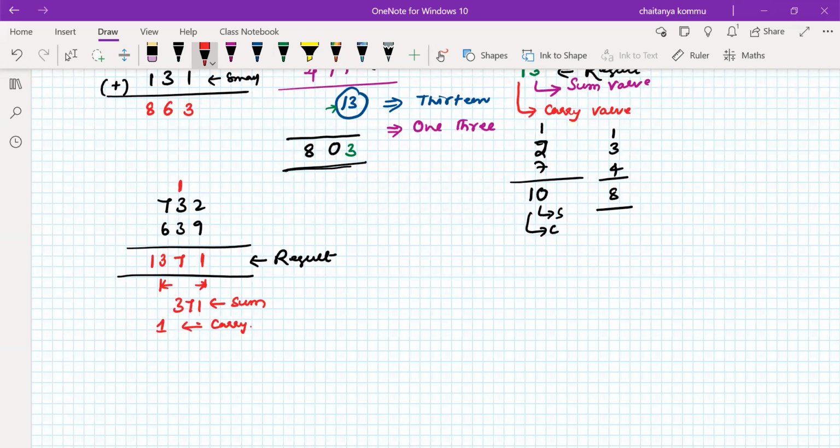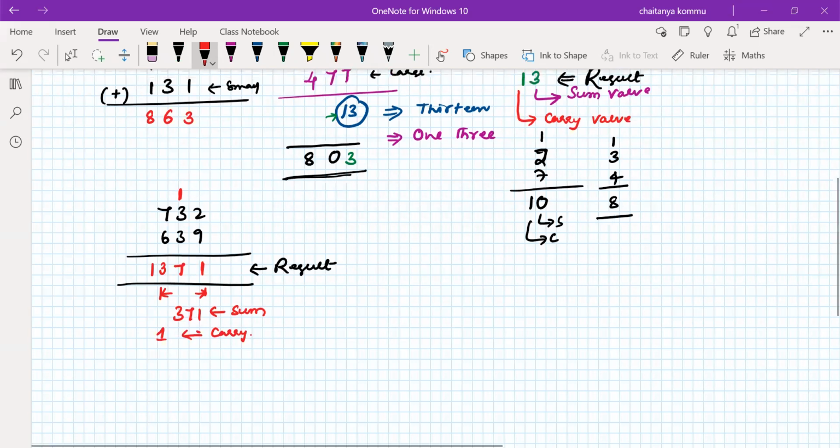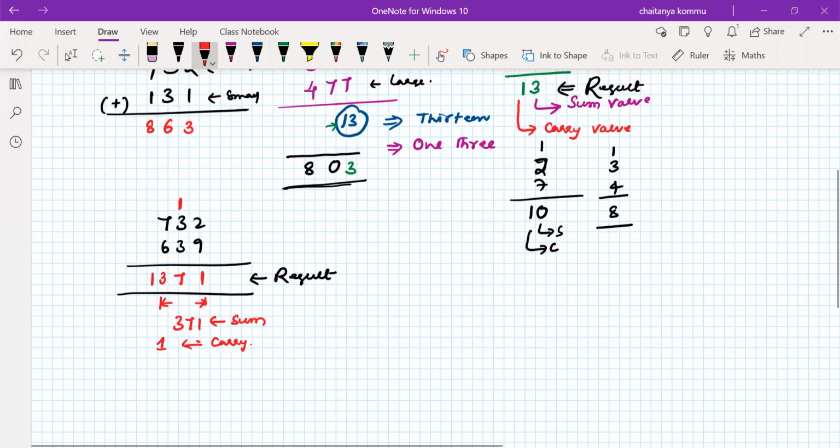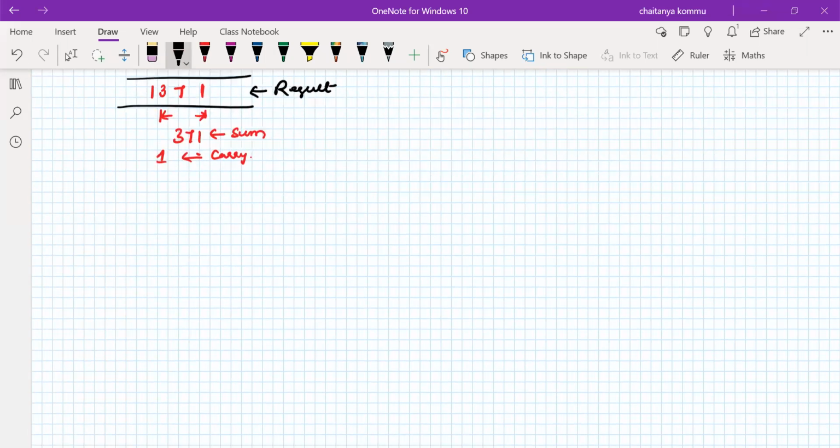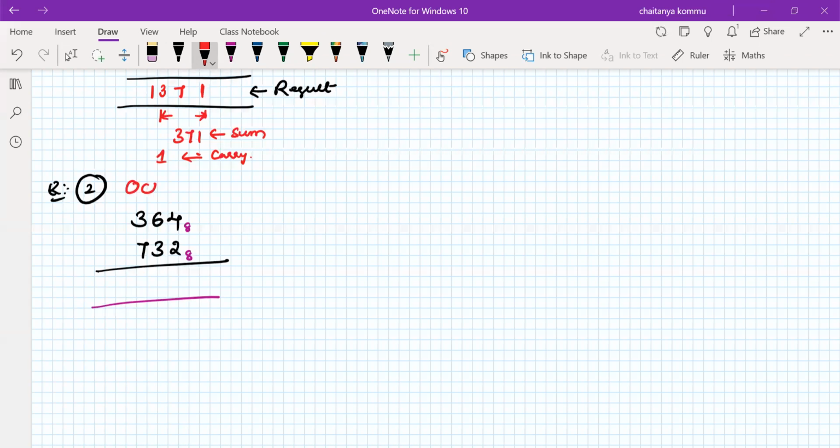These terminologies are most preferably applicable for the binary number system, but here that is not that important for us. So let us take another number system, for example, octal numbers. For example, 364 and 732. Consider this is an octal number. This is also an octal number. So what is the result of this one? That's the question. So, example number two, I'm considering the octal number system.